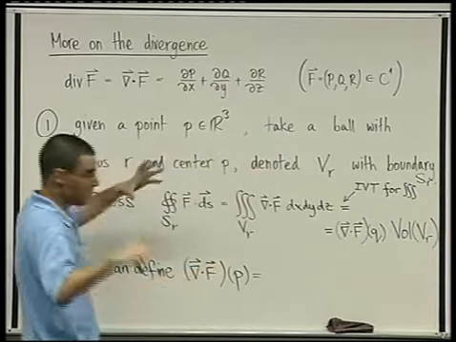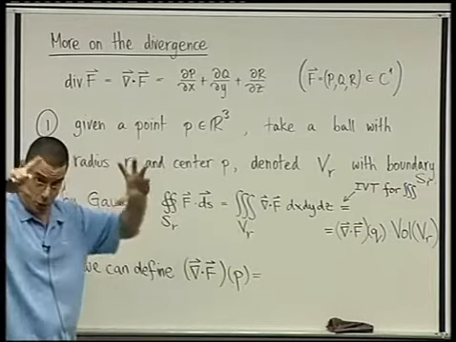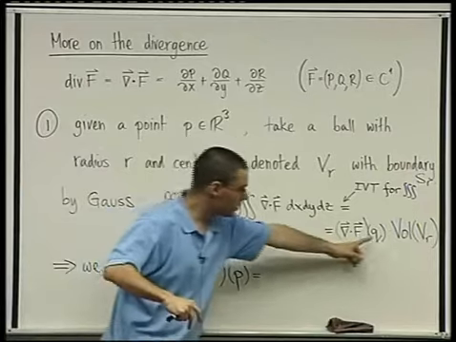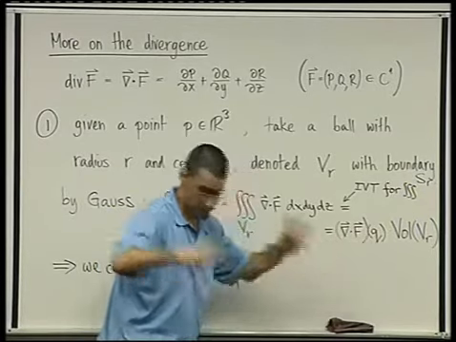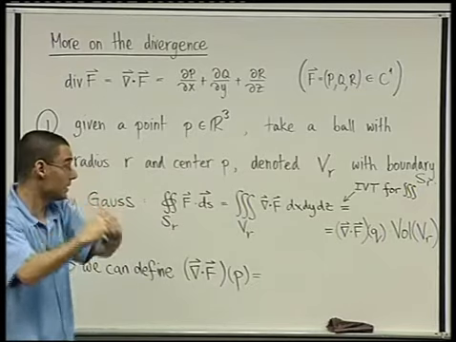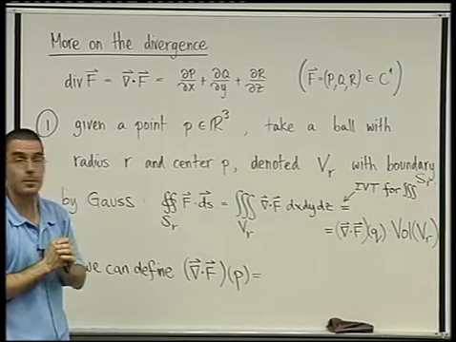R is the radius of the ball. R goes to 0. The ball shrinks. The sphere shrinks, right? And this point Q, which is some point inside the sphere, is forced to go to P. It's forced to approach P. And in the limit, you get P.